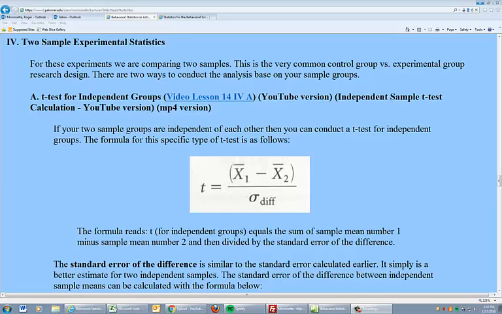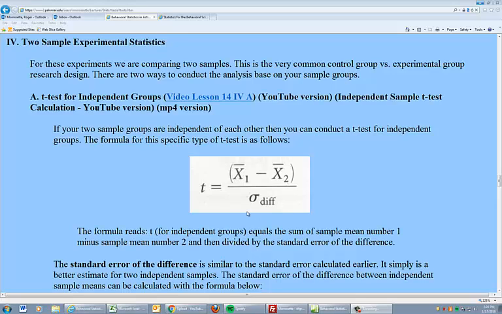So this again is if you have two samples, not a population anymore, just one sample compared to another sample. It's the independent sample t-test, sometimes called the t-test for independent groups. Slightly different names, they all mean the same thing. Here's the formula. The numerator is just the difference between the two means, the mean of the first group minus the mean of the second group.